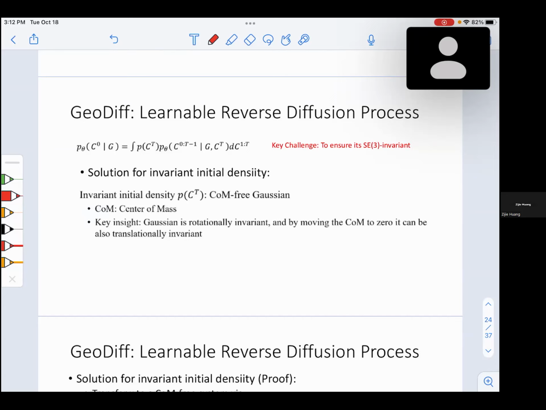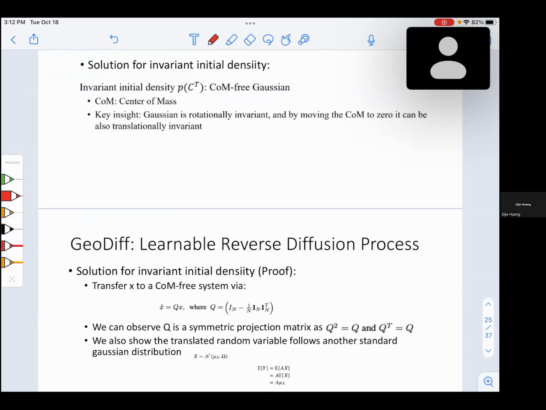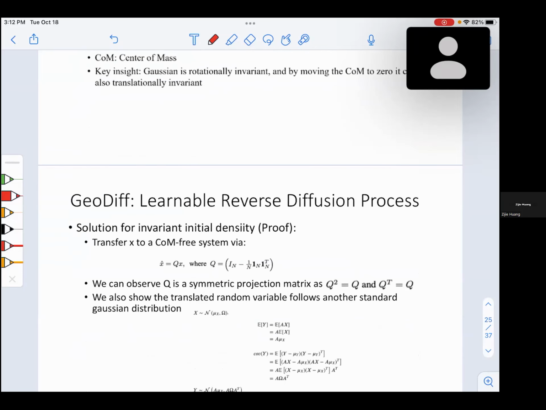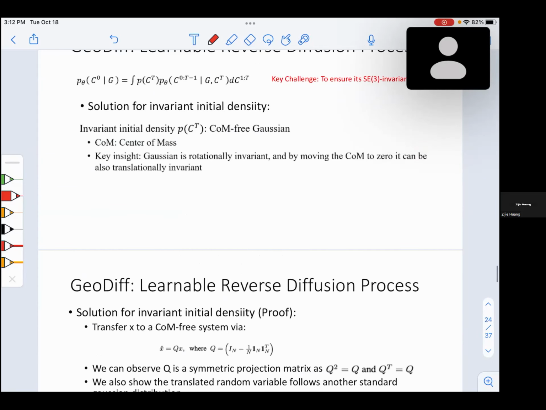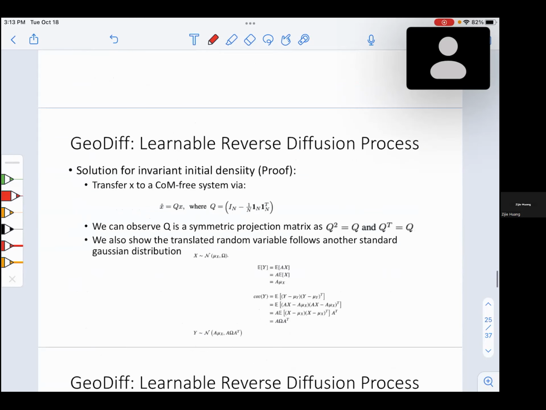To prove this, maybe I can first introduce the COM system. You can imagine that each particle has its coordinates, and each coordinate has its corresponding density function. The summation of its density function multiplied by its real value, like its coordinates, should sum up to 0. That would be a COM-free Gaussian.